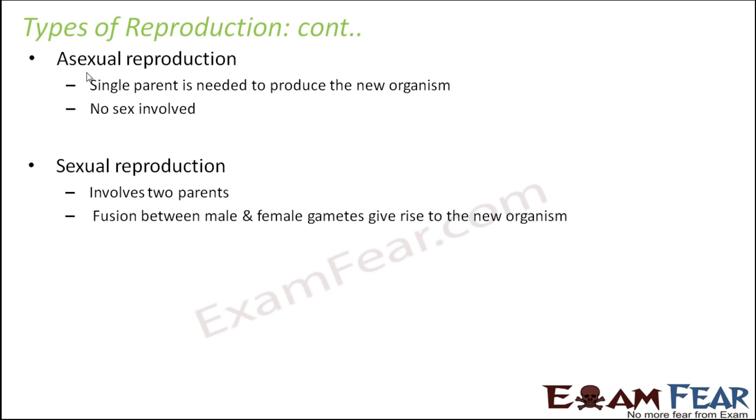So in sexual reproduction, there is fusion between the male and the female gametes to give rise to the new organism. So here there are two parents which are involved. One is male and the other one is female. Each of them produces gametes. What are gametes? Gametes are nothing but the sex cells. This is another term for the sex cells. They each will produce sex cells, and they will both fuse together to form the daughter, or the new organism. So that is sexual reproduction.